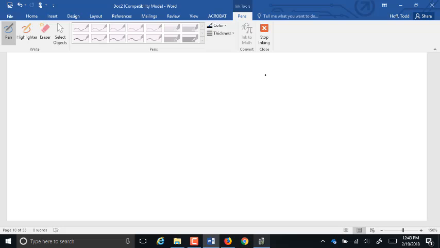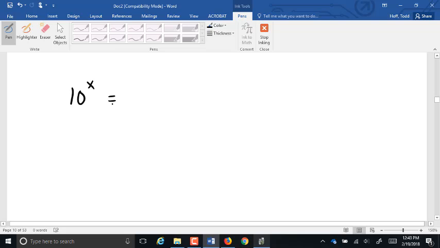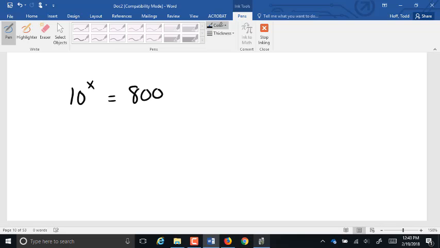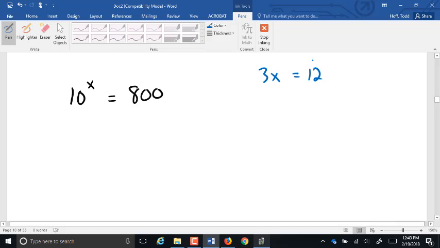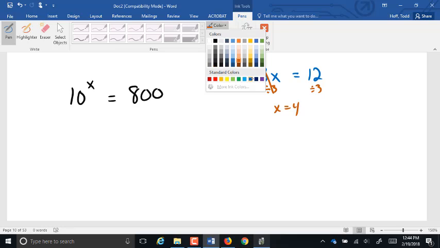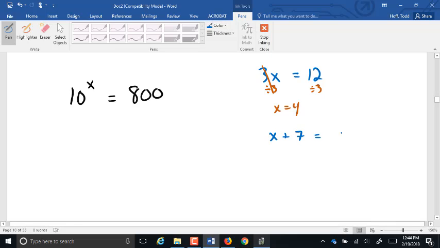remember they are an inverse of an exponential. If I have 10 to the power of x equals 800, how do I solve that? I have to get rid of the 10, don't I? I have to get the x by itself. And remember, we had something like 3x equals 12. How did we get rid of the 3? We divided. 3 is multiplying x, so we divided. x equals 4.